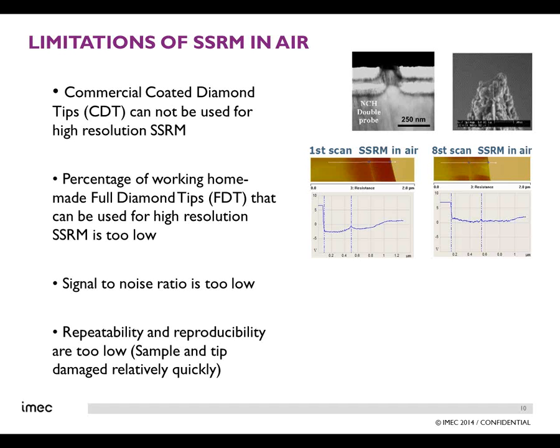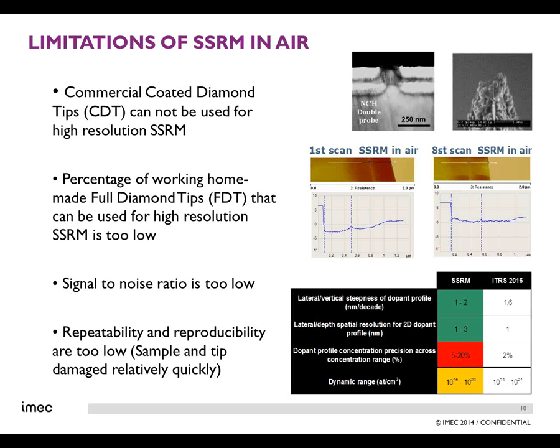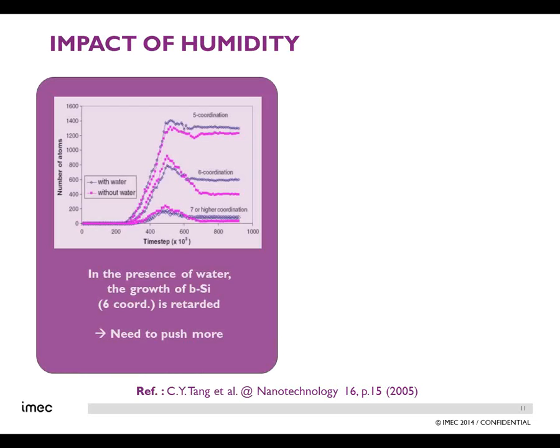The fact that the images were degrading. You see here a first scan and an 8th scan. You see that the image degrades scan after scan. And the fact that the noise level inside these measurements was not ideal. So here you can see the ITRS requirement, as Peter has shown already, versus the kind of resolution and noise level, so precision in quantification, that we could reach with SSRM in air. So one of the ideas has been to try to look for better conditions to make these measurements.